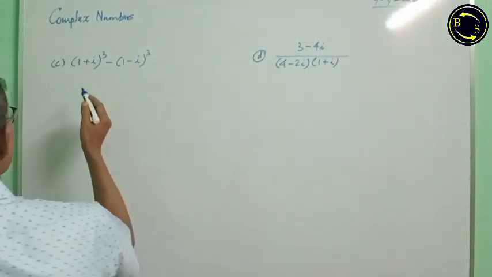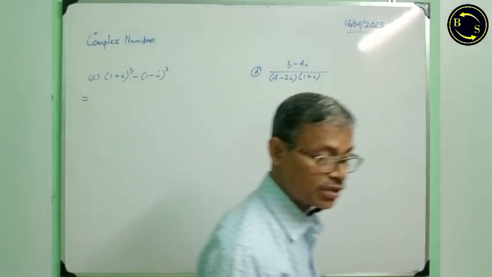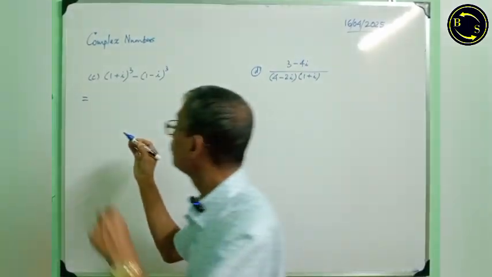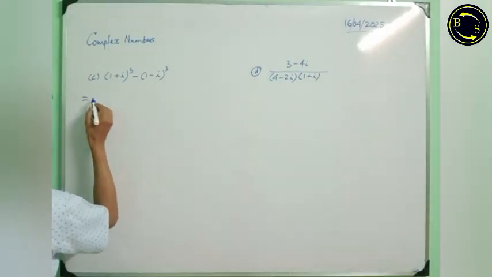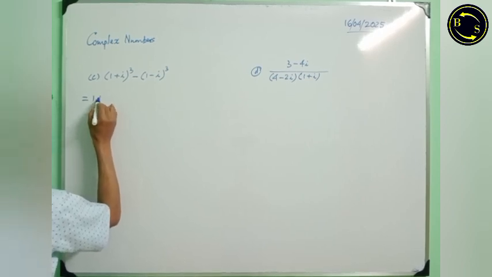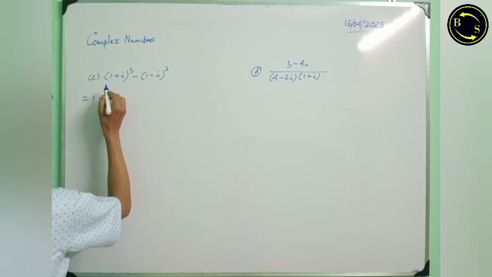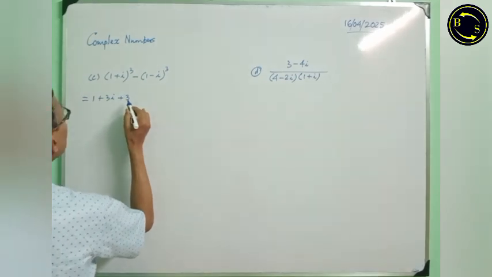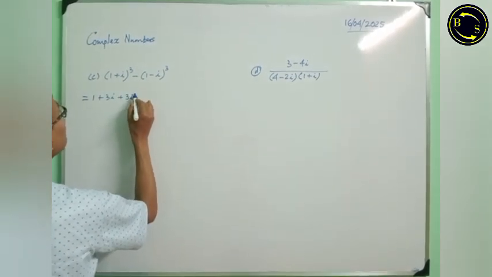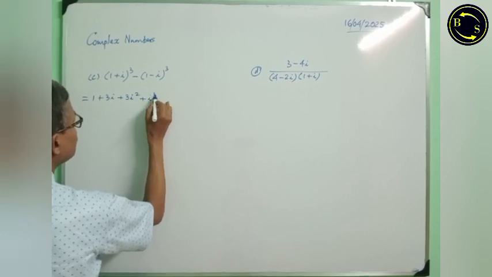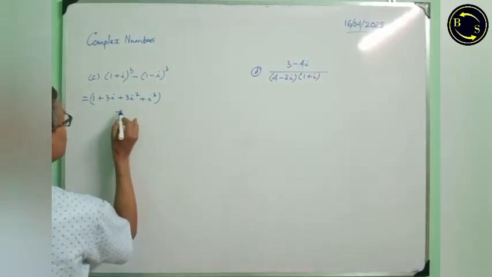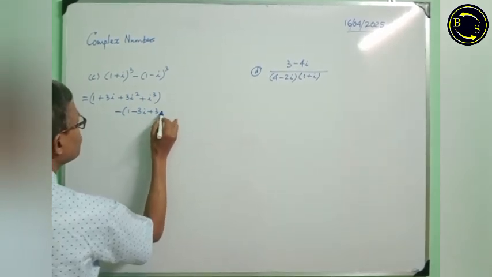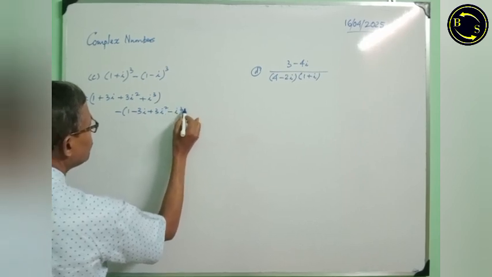Next sum, as mentioned earlier, we have to simplify first 1 plus i whole cube, then a plus b whole cube form: 1 cube, that means 1, plus 3a square b, that means 3 into 1 square into i, that is 3i, plus 3 into 1 into i square, 3i square, plus i cube, minus 1 minus 3i plus 3i square minus i cube.